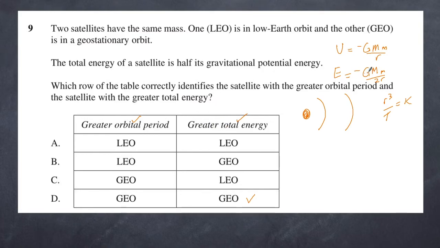Well, since this is negative, as we go further and further away, this gets closer and closer to 0 as r becomes infinite. So we're actually increasing the total energy as we move away. So therefore the total energy is greater for the GEO. So therefore D is our only correct answer.